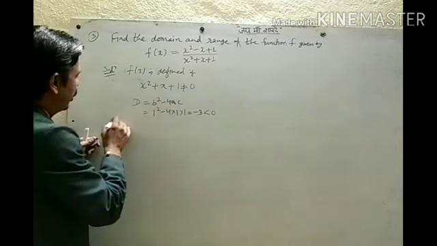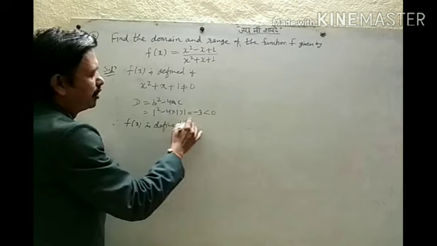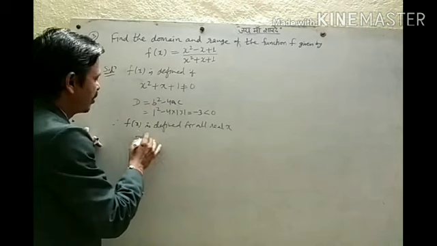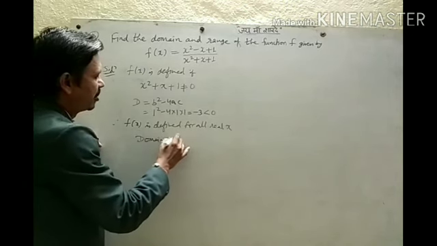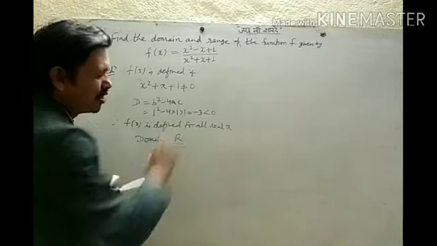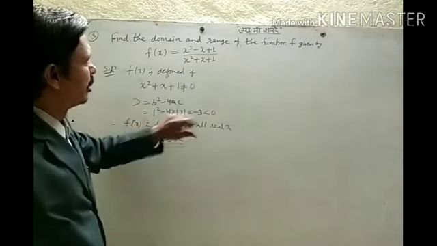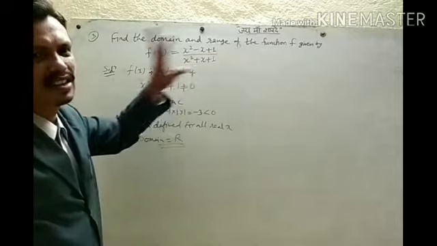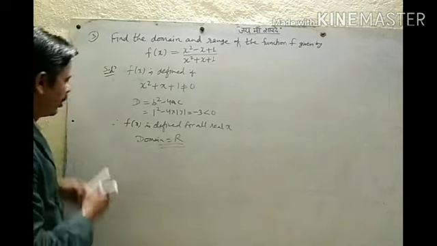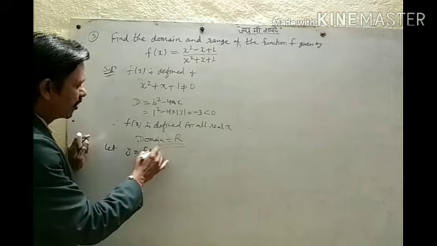So f of x is defined for all real x. So the domain is the set of real numbers. If it is 0, then we get imaginary roots, imaginary zeros. No, it is not possible. We have to deal with only real numbers. So it cannot be 0 for any x. So its domain will be the set of real numbers. Now for the range, let y be equal to f of x.